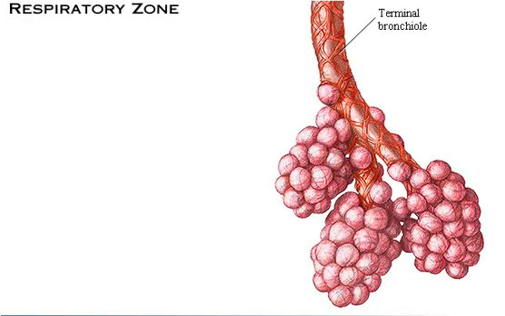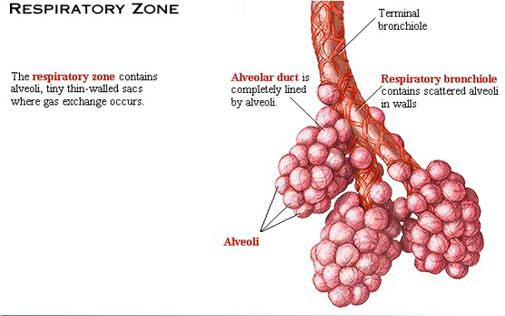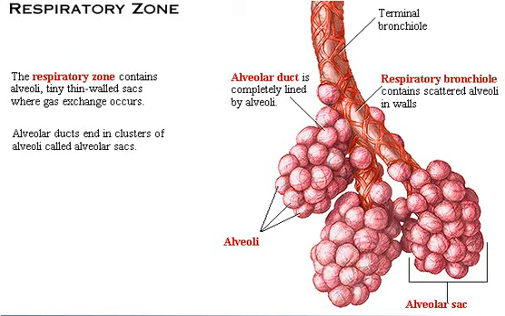Beyond the terminal bronchioles lie the structures of the respiratory zone, where we begin to find alveoli, tiny thin-walled sacs where gas exchange occurs. Respiratory bronchioles have scattered alveoli in their walls. They lead into alveolar ducts, which are completely lined by alveoli. These ducts end in clusters of alveoli called alveolar sacs.